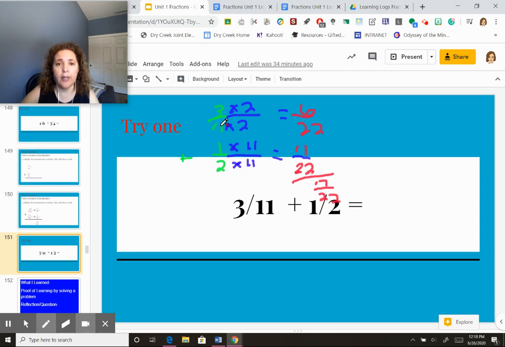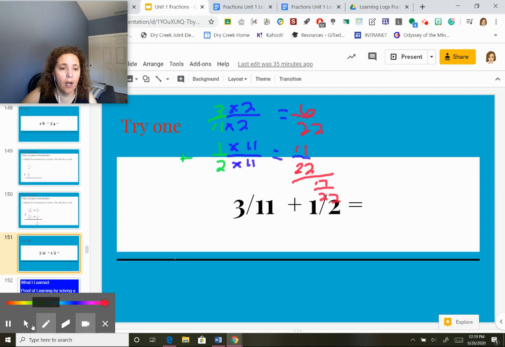And then I do this one. 11 times 2 is 22. I use the opposite denominator, bring it up. Whatever I do to the bottom, I've got to do the top. So 3 times 2 is 6. 11 plus 6 is 17 out of 22.